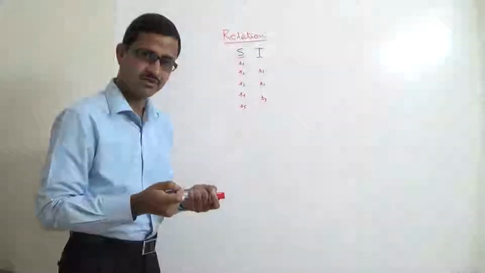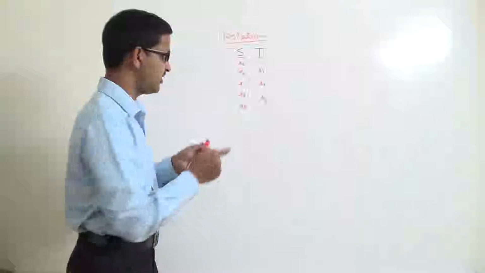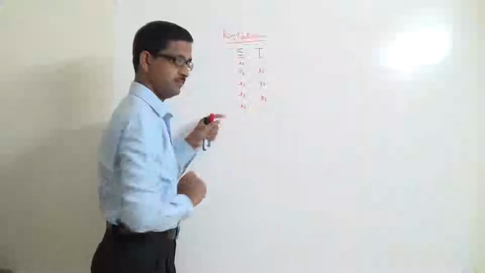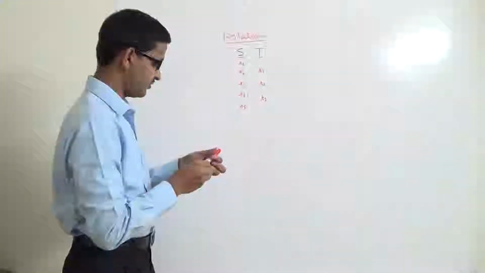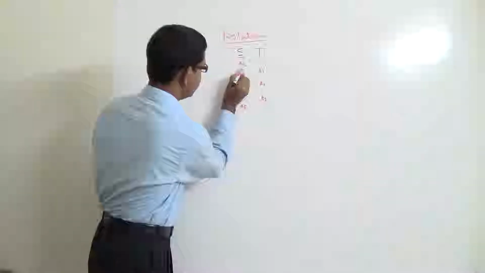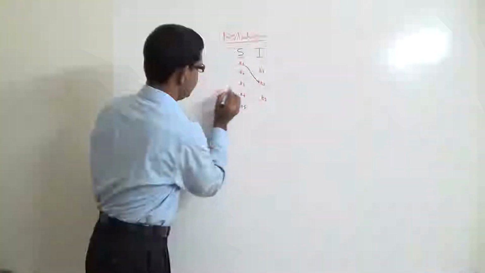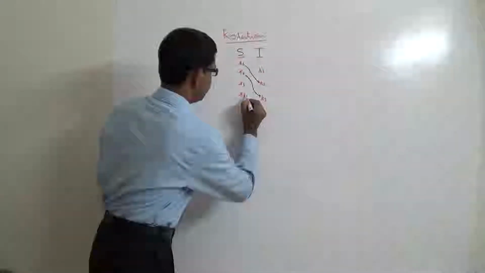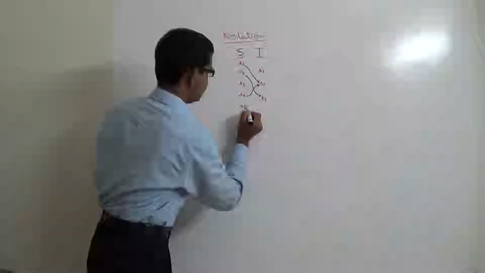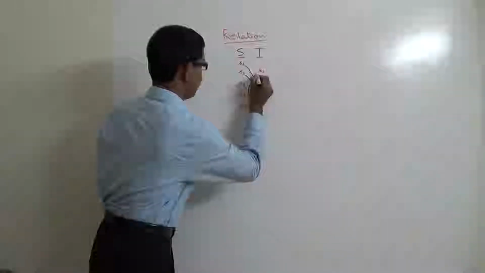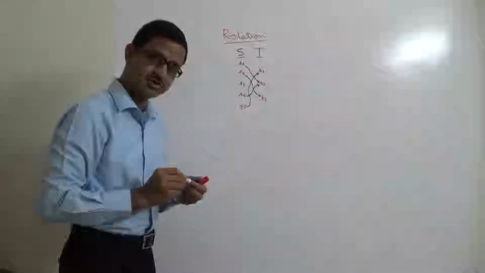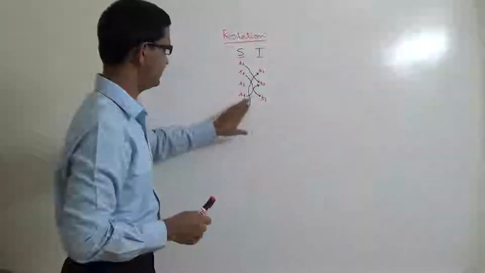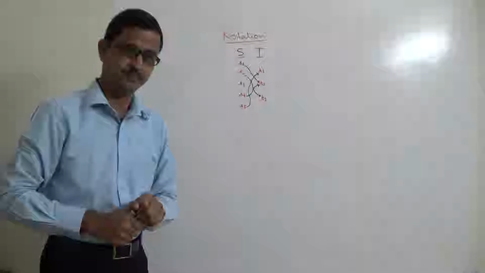The rule could be something we can define, which associates some or all elements of S with elements of T. For example, we can associate S1 with T2, S2 with T3, S3 to none, S4 with T2, and suppose S5 with T1. Then this is a relation by which some or all elements of S are associated to elements of T.